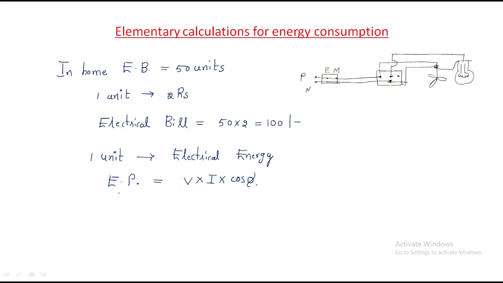Then what is electrical energy? Electrical energy is the integration of power with respect to time, or we can write directly: power into time. Generally power units are in watts, you know that. Time we generally take in seconds, but we are converting it into hours.